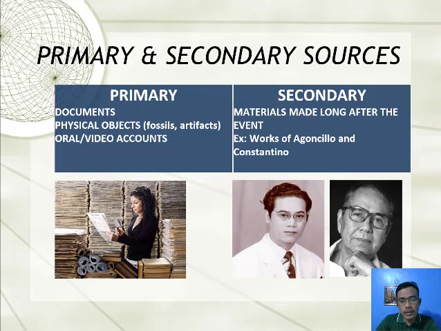Secondary sources are materials made long after the event, for example the works of Teodoro Agoncillo and Renato Constantino. The most celebrated work of Agoncillo is the Revolt of the Masses, as well as the Crisis of the Republic, while Constantino wrote the Past Revisited. I will be talking about that a bit later on.